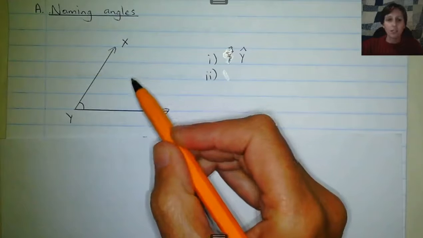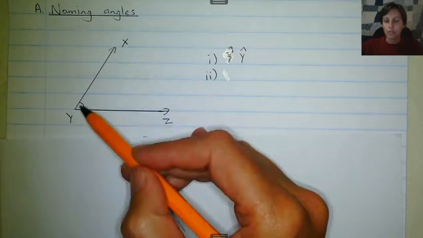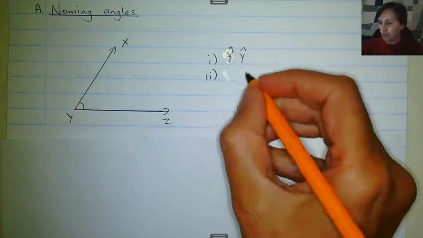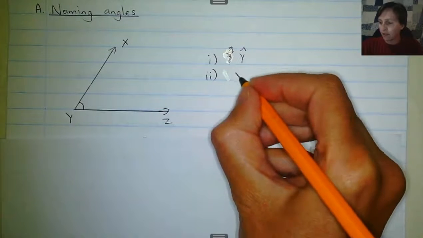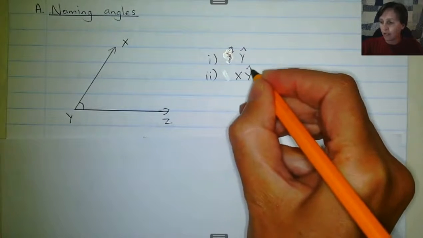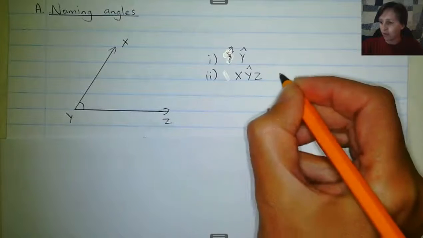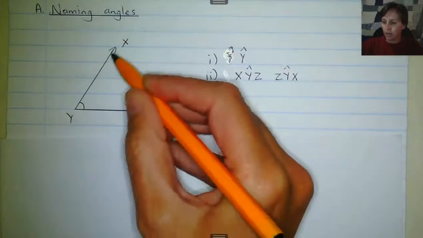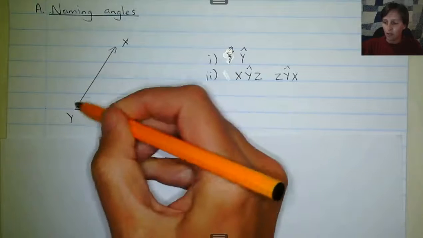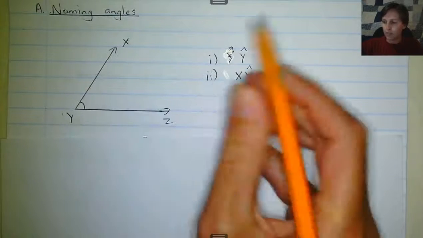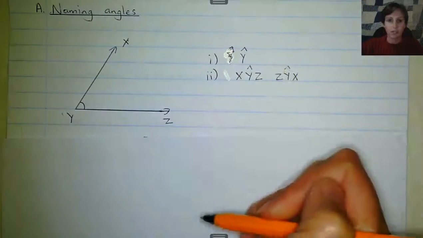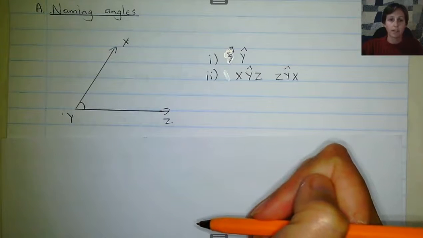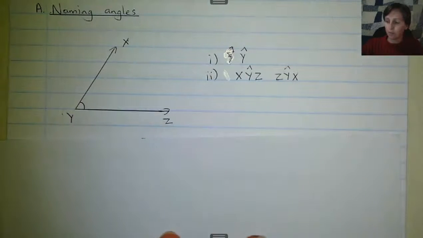But the better notation to use is the three-letter notation. And when we use three-letter notation, we say that is angle X, Y, Z, or angle Z, Y, X. We name the ends of the arms and the angle in the center, and we put a little hat on its head to say that is the angle that we're talking about.